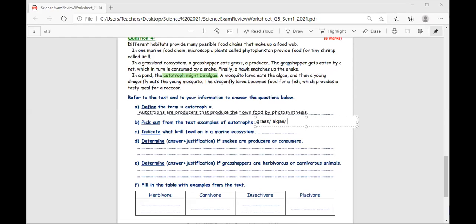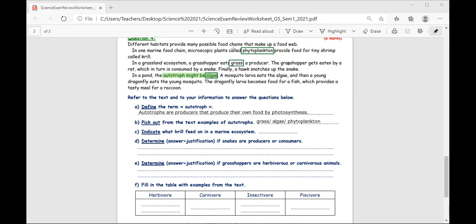Microscopic plants called phytoplankton. Excellent. Is it you, Hala, who said the answer? No, it's me, Lana. Okay, great, Lana. Small plants called phytoplankton. Grass is a producer, and algae is an autotroph, it's also a producer. Okay?